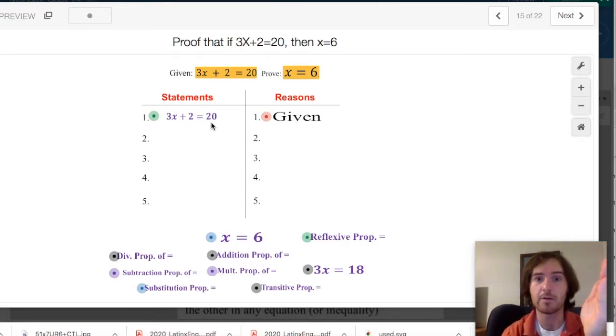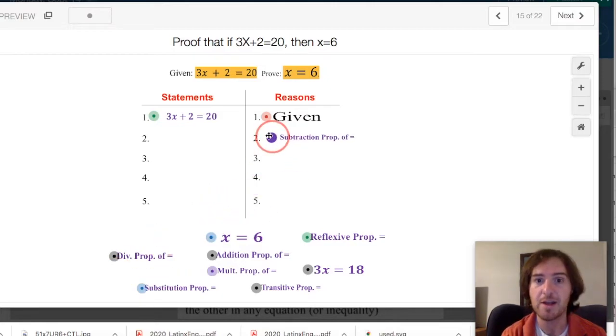What do I do to both sides? If I have to solve this, what do I do to both sides? Well, I have to subtract 2 from both sides. So I'm actually going to put this over here for a reason. And we have here, subtract 2 from both sides. I would get 3x equals 18 right here. And we subtracted 2 from both sides. So that's the subtraction property of equality. We'll put that one down right there.